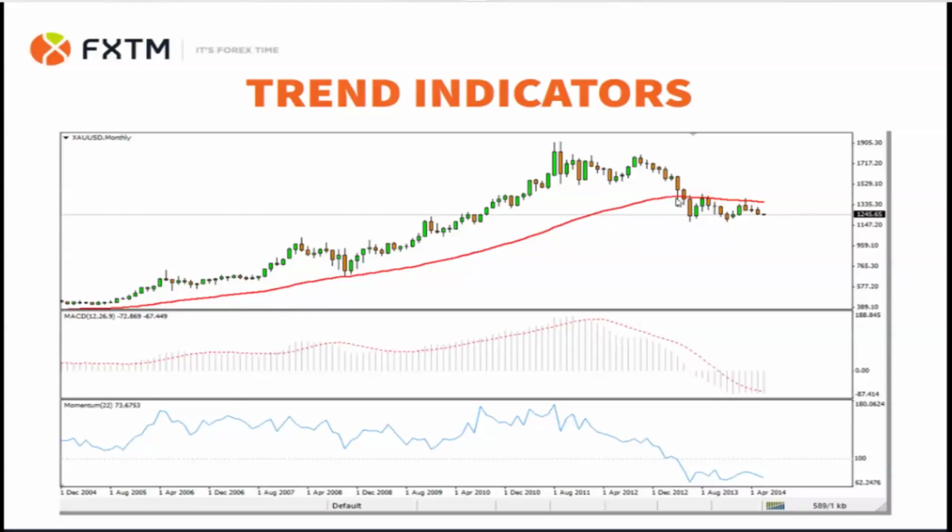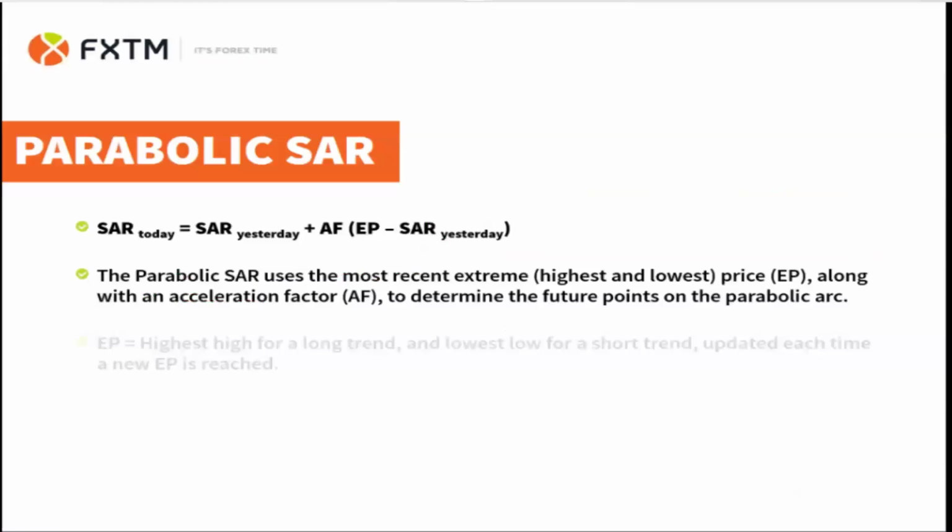You want to buy this market, and you keep buying until the market bends, which is here when it breaks below the moving average. You see, as it's breaking below the moving average, MACD is flipping to the downside, and momentum is flipping below 100. From here, from where the market is right now, you start to sell.